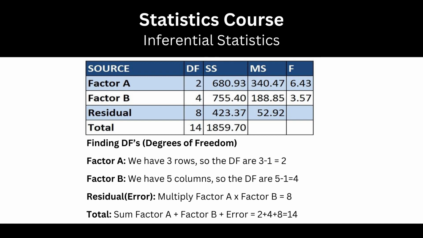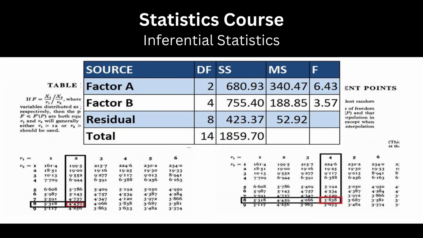So same as before, we go to the F table, find the one with 5%, and for factor A, look for 2 and 8 degrees of freedom. You'll find 4.459. Since our test statistic is in the H1 region, we reject the null hypothesis and state that there is evidence for a difference in the time spent in each store.